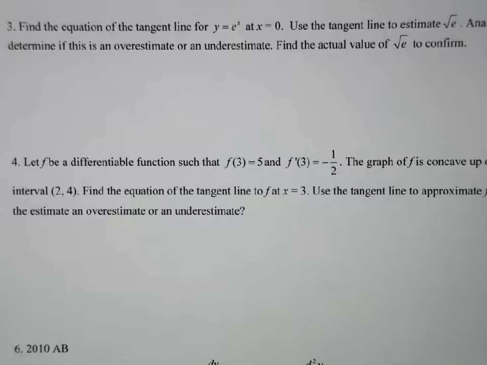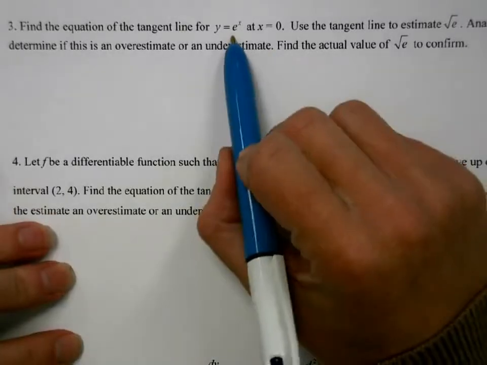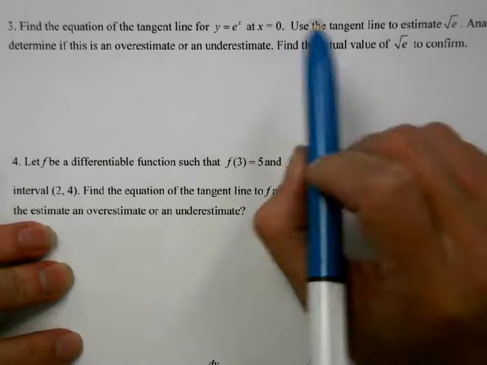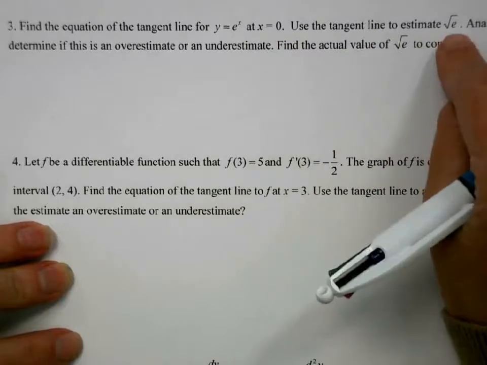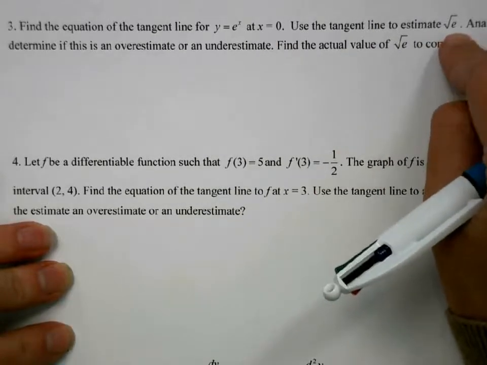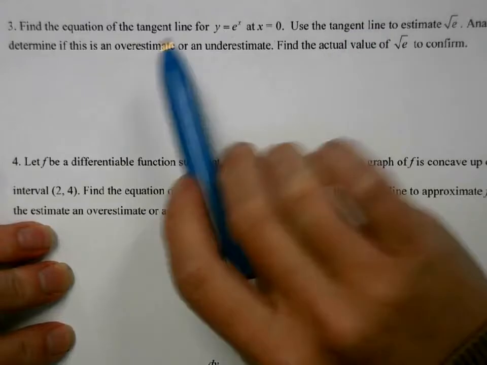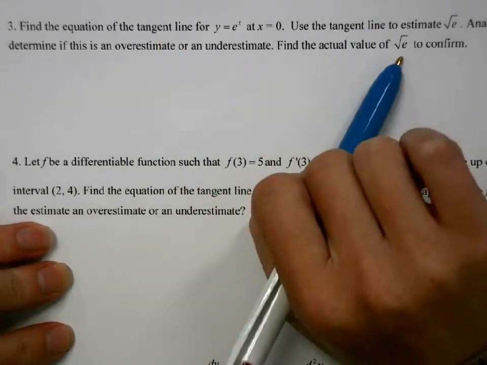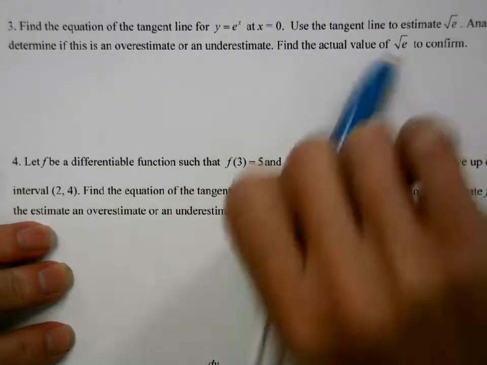Okay, in our next example, we're going to find the equation for the tangent line for y equals e to the x at x equals 0. We're going to use that to estimate the square root of e, and then determine if that's an overestimate or an underestimate, and then we're going to actually find the square root of e in our calculator to confirm.